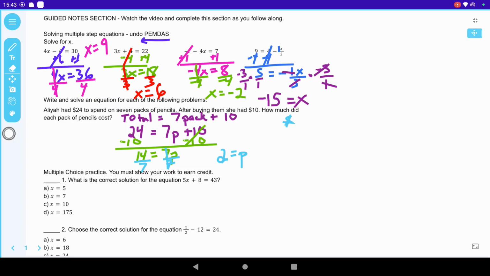Again, you're going to hear this in math class, but word problems have word answers. What does 2 equals p mean? Because you could pick whatever variable you want. You could have x. So this means it was $2 per pack of pencils.